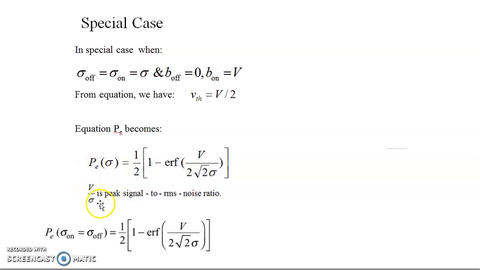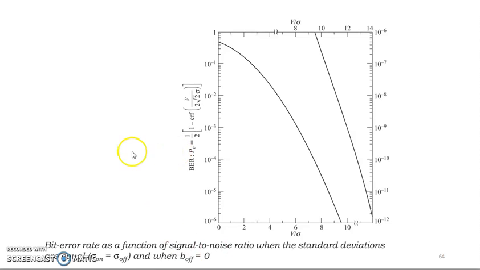Now V by sigma is nothing but the signal to RMS noise ratio. So that is the probability of error when both variances are the same and equal: 1 by 2 into 1 minus error function V by 2 under root 2 sigma. That is your probability of error. Now the graph shows the probability of error in terms of the error function. This one is the bit error rate as a function of the signal to noise ratio when the standard deviations are equal and B off is equal to 0.